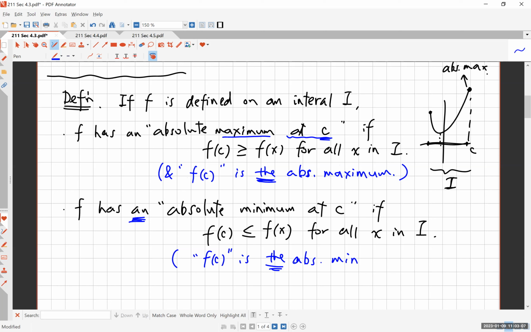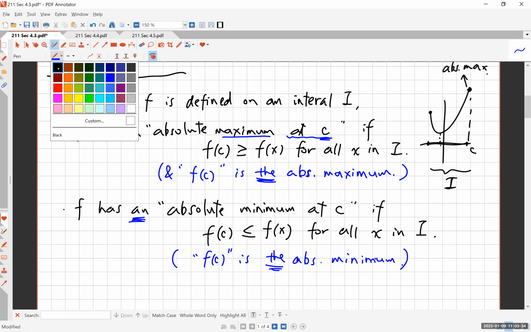So you could say f has an absolute minimum at 4, 5, and 27 or something, but the value at those points will have to be the same, because that is the lowest y value, the least y value. So it is the absolute minimum. If you are asked to find the absolute minimum, that value is going to be the y value at that point. Okay, so I hope this is clear.